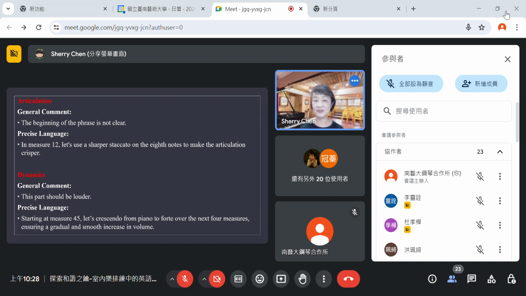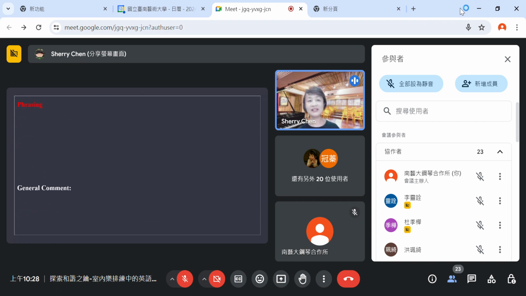to forte. So here it's very clear that you're not just saying this part is not loud enough or this part is not soft enough. Phrasing. If it's a general comment, you will say, this phrasing needs more shape. This is what I hear all the time.